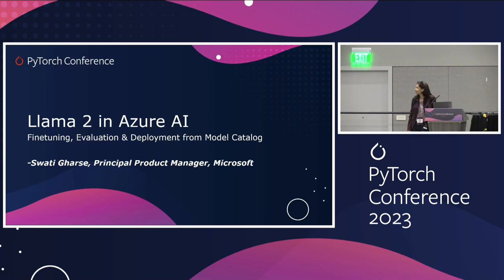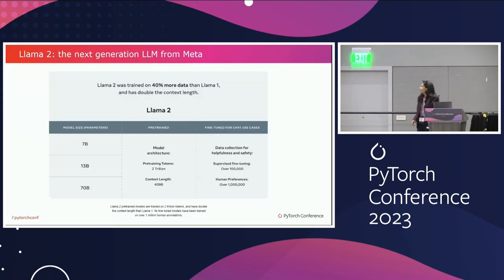And that's why it's very important for our users to be able to use these large language models like Llama in Azure. So what is Llama and what is Llama 2? Llama 2 is the next generation large language model from Meta. It has been developed and released by Meta. And it's pre-trained on 2 trillion tokens of public data.